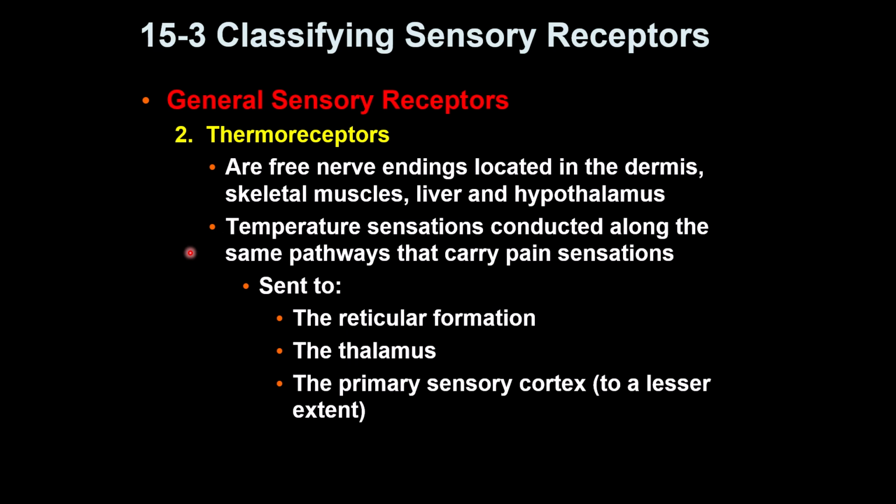Thermoreceptors, this is very similar to the pain receptors. They're located in the dermis, so pain receptors are in the epidermis, and this is in the dermis. You can have it also in the skeletal muscle, in the liver, but especially in the hypothalamus. This is the main area that controls body temperature.